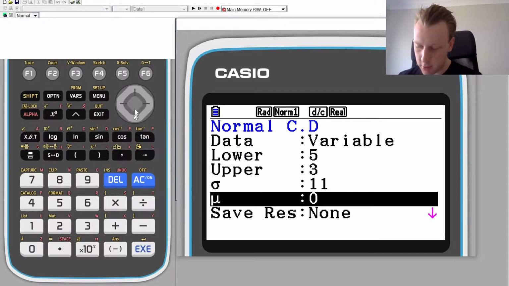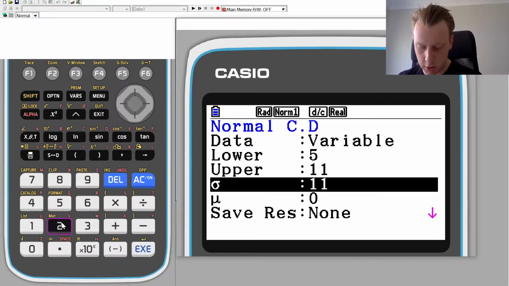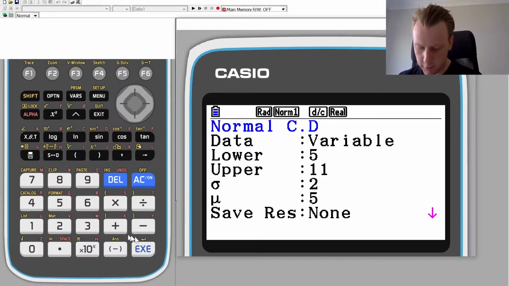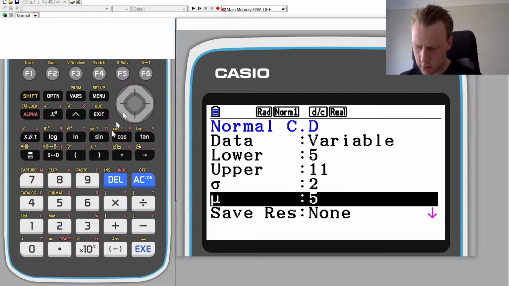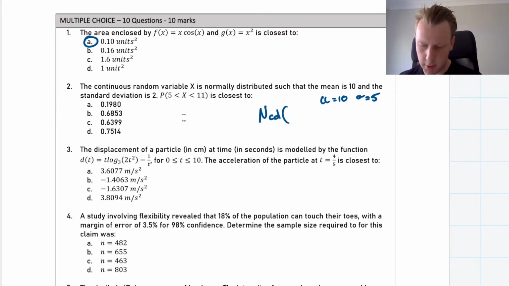Upper 11. Standard deviation was 2, and our mean was 5, was it? No, the mean was 10. Let me have a look. Yeah, mean was 10, standard deviation 2, between 5 and 11.